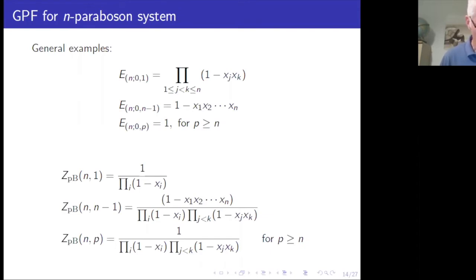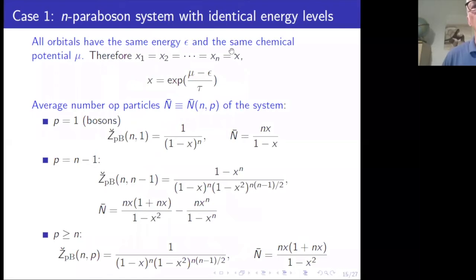So far we've done this in general, and we can go to specific values of p. Now let's go to a specific case where we say, well, if we are in this interpretation of particle systems or statistical physics, and these i refer to the orbitals that particles are sitting on, we can now go to the case where we have identical energy levels. So let us assume for a while that all these orbitals of our n paraboson system have the same energy, same chemical potential. So all these variables, x_1, x_2, are the same, particularly this value.